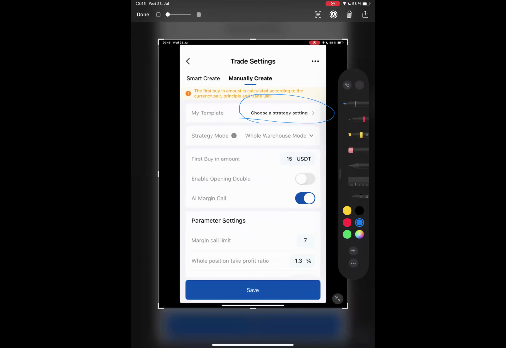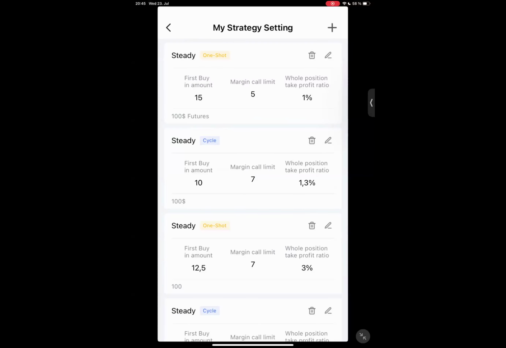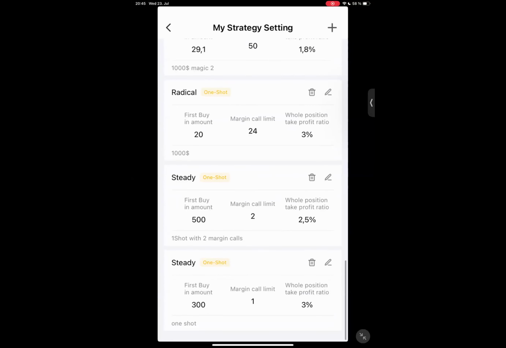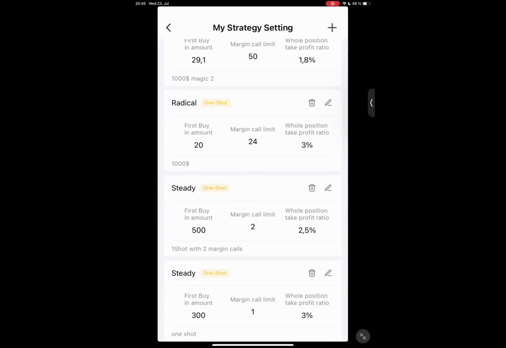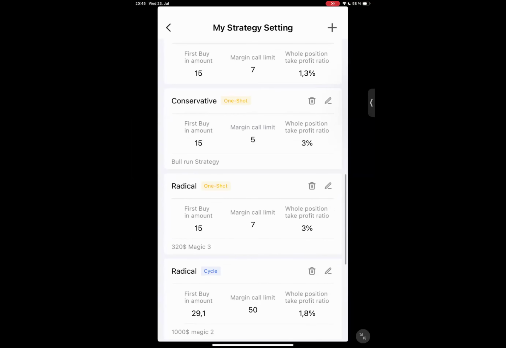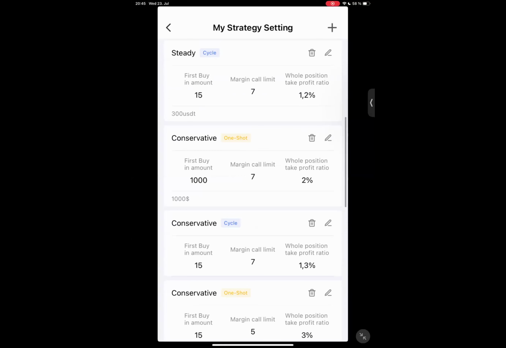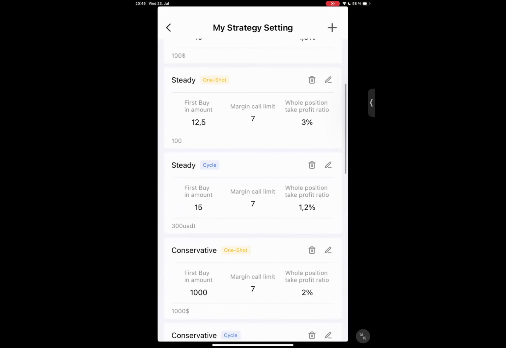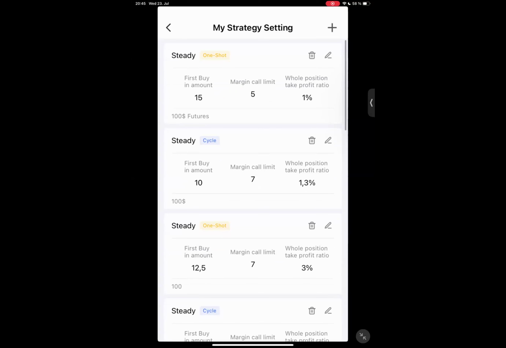All of you that passed through my team or my trainings, when setting up the robot for the first time, we created trade settings. We didn't just jump and enter into the trade. So when we go to my template, choose a strategy setting. This is where you can find all the trade settings. So I'll choose the one that I want to use depending on my capital. Like for instance, this is $1,000, this is $1,000, this is 320, this is a bull run strategy. We have another $1,000 with 7 margin call, 300. So I've created so many.